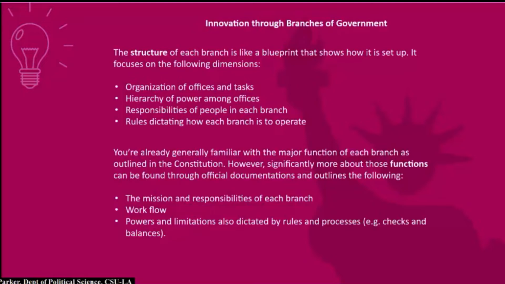Now, you're already familiar with the major functions of each branch as outlined in the Constitution. However, significantly more about those functions can be found through official documentation and outlines. And these things generally outline the following: the detailed and specific mission and responsibilities of each branch, the workflow in terms of how tasks get done and how those tasks are carried over from one part of the organization to the other, and then also the powers and limitations. And these powers and limitations are also dictated by rules and processes. An example of that are the checks and balances.